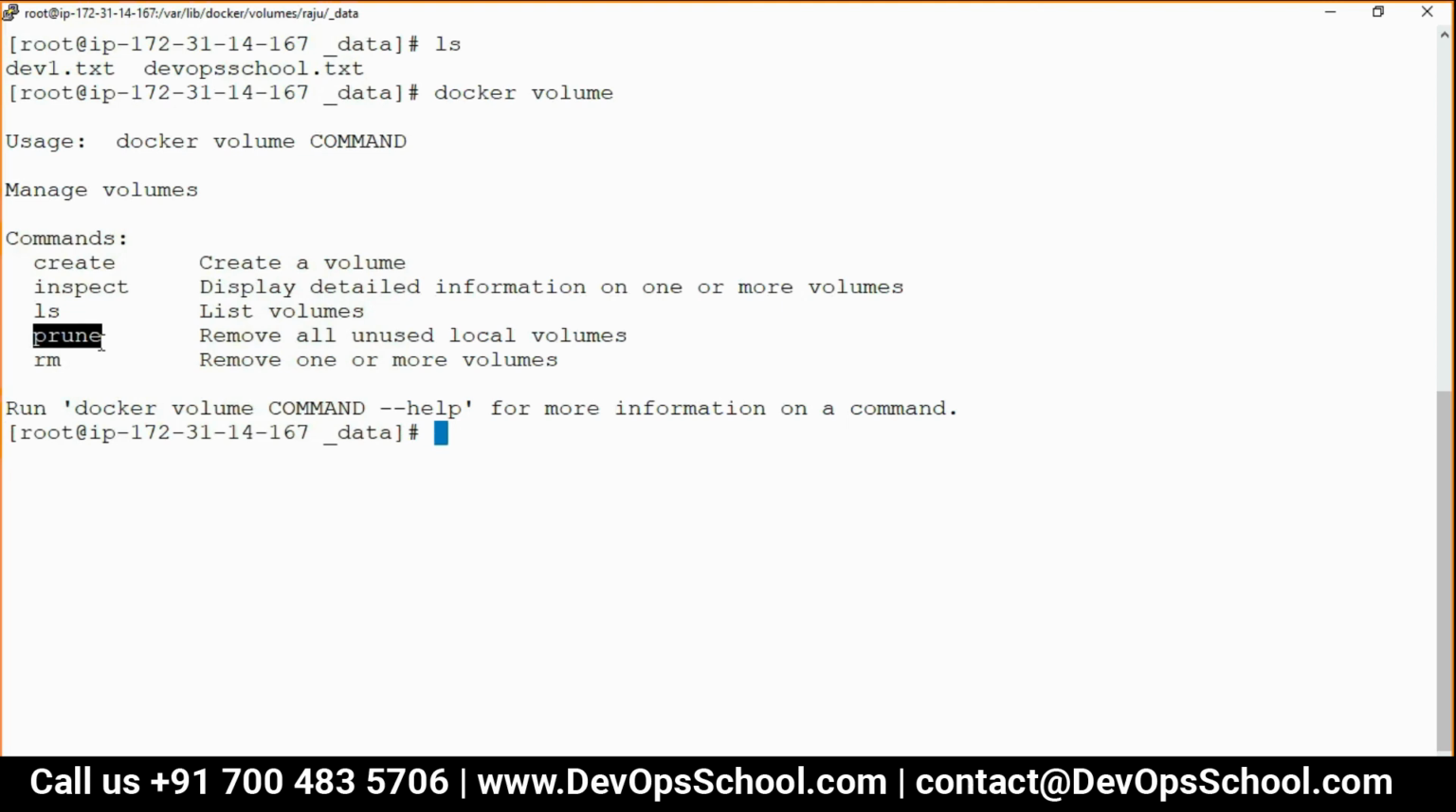And we can attach this to any of them. So there is one problem with EBS: one EBS you can attach to only one instance at a time. But here, one volume in Docker you can attach to multiple containers. No problem. Once we delete the container, we can attach the volume to another container also.